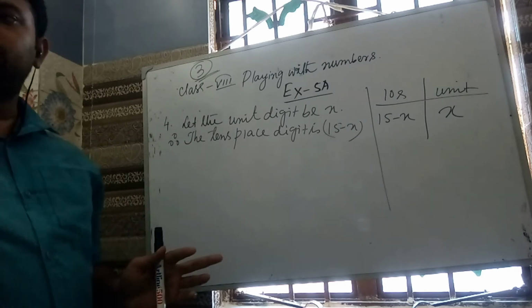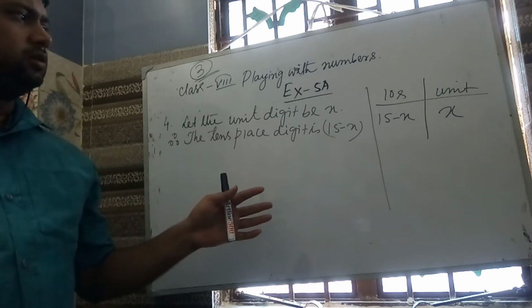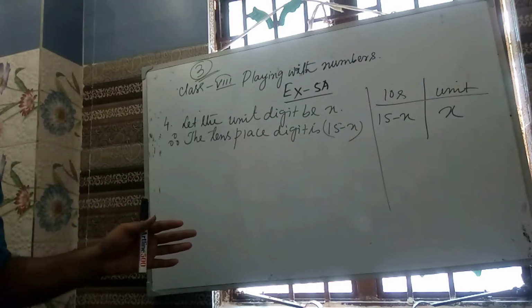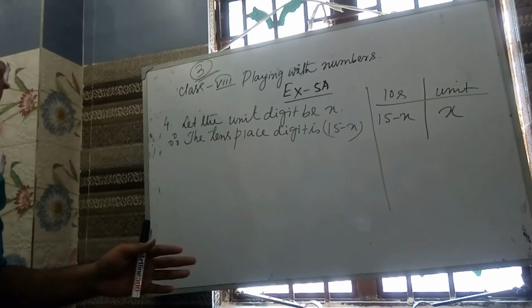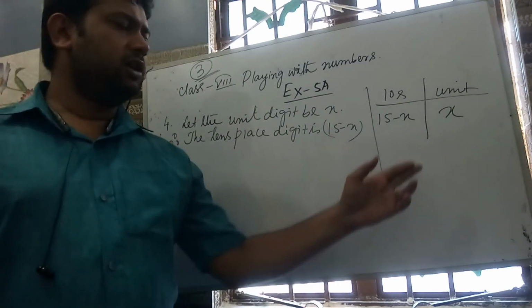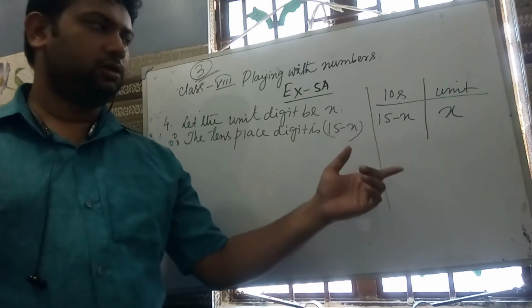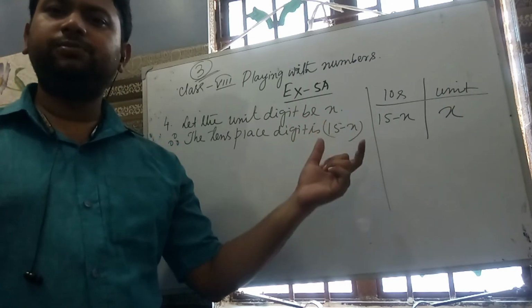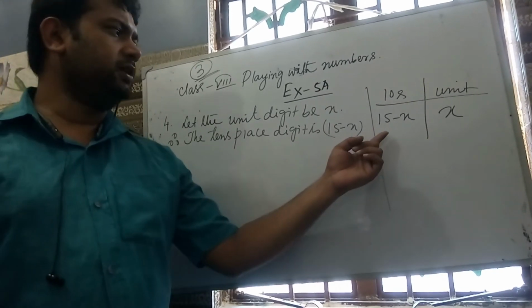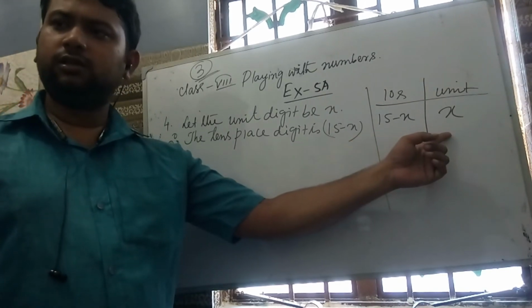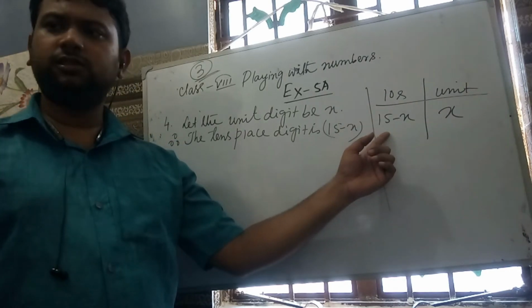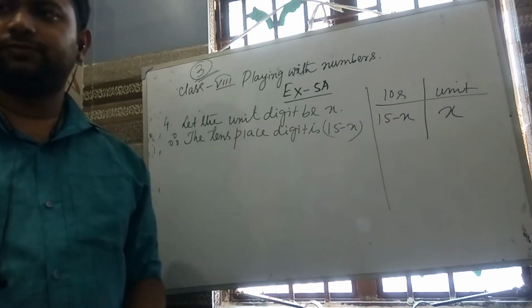So, if you have any doubt, you can ask me up to this step. I will repeat. But if you do not have any doubt, we will go further. Let me repeat it once again. What is given? The sum of the digits of a two-digit number is 15. We have considered the unit digit to be x. Therefore, the tens place digit will be 15 minus x.